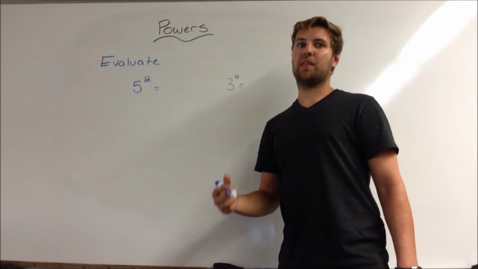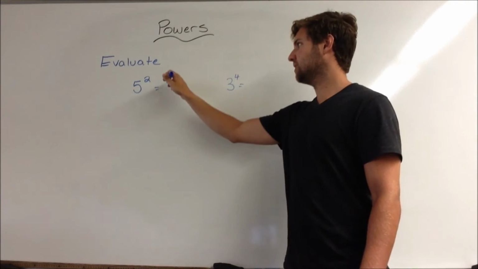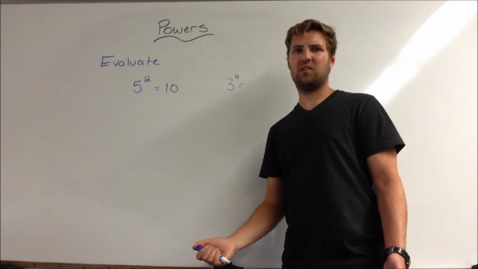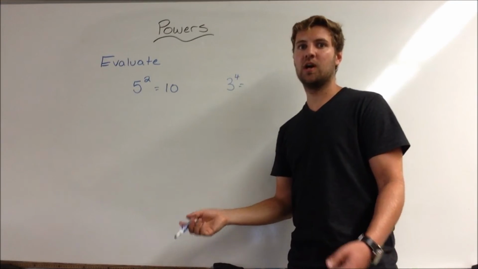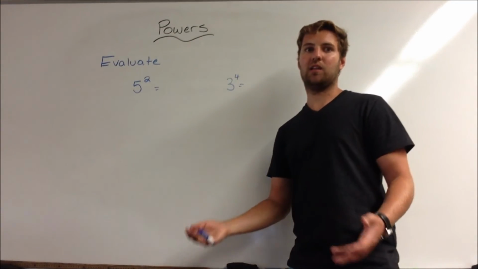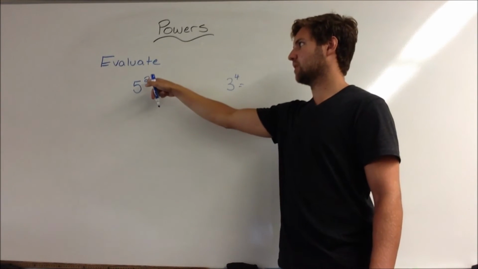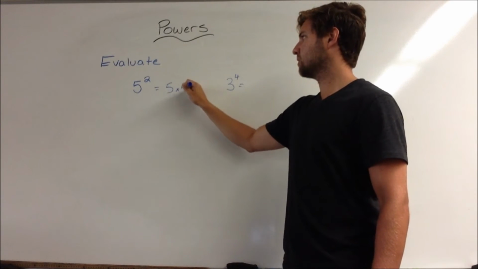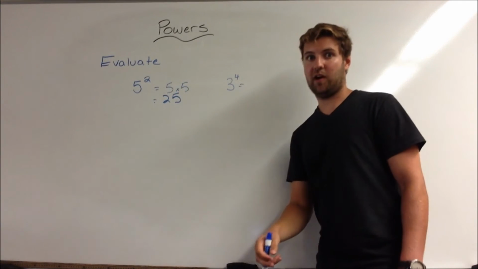A lot of people come to powers and they go, ooh, 5 to the exponent 2 is 10, because they just do 5 times 2. Well, that doesn't really make sense. If we wanted to write 5 times 2, we would have just written 5 times 2. Remember, the reason we created these things called powers is when we're multiplying lots of the same number. Remember, this means this number multiplied by itself 2 times. So it's actually 5 times 5, which is 25.